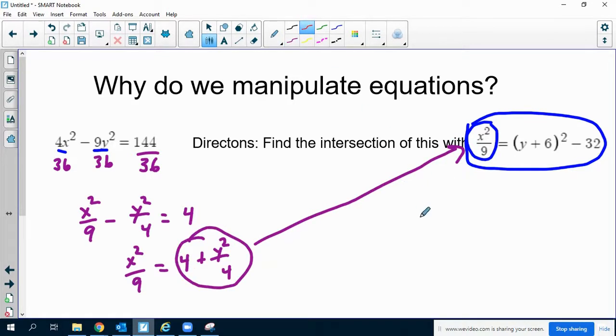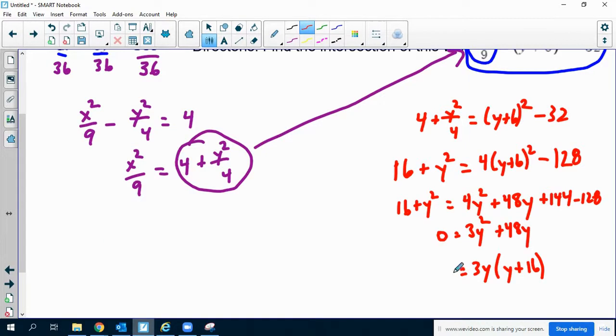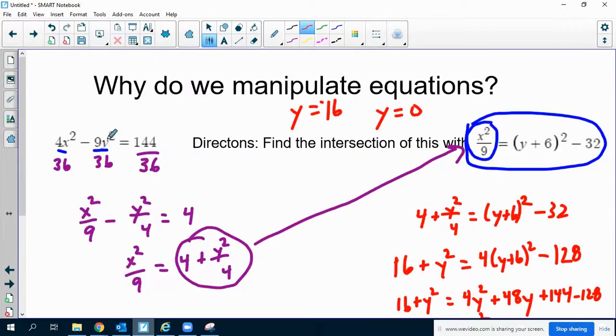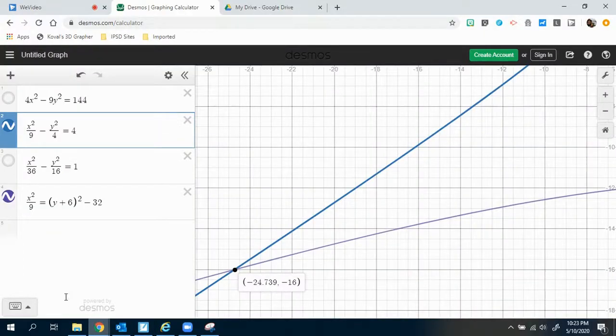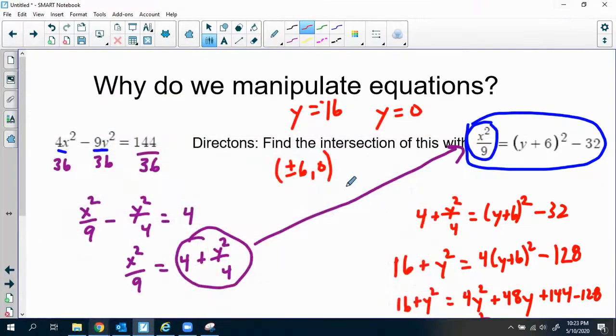So now I have 4 plus y squared over 4 equals (y plus 6) squared minus 32. That equals 0. So y equals 0 and y equals -16 are my answers. And when y equals 0, x equals plus or minus 6. So I have plus or minus 6 comma 0. For the other, it's something that's not very nice, but x is plus or minus 24.739 or so. But in any case, we have plus or minus something and then -16. But we end up figuring out what to do.